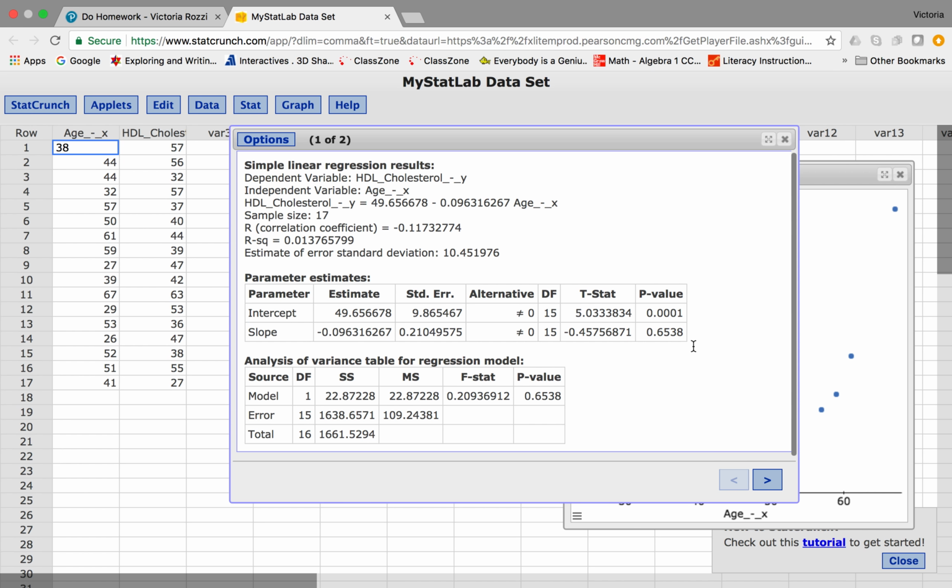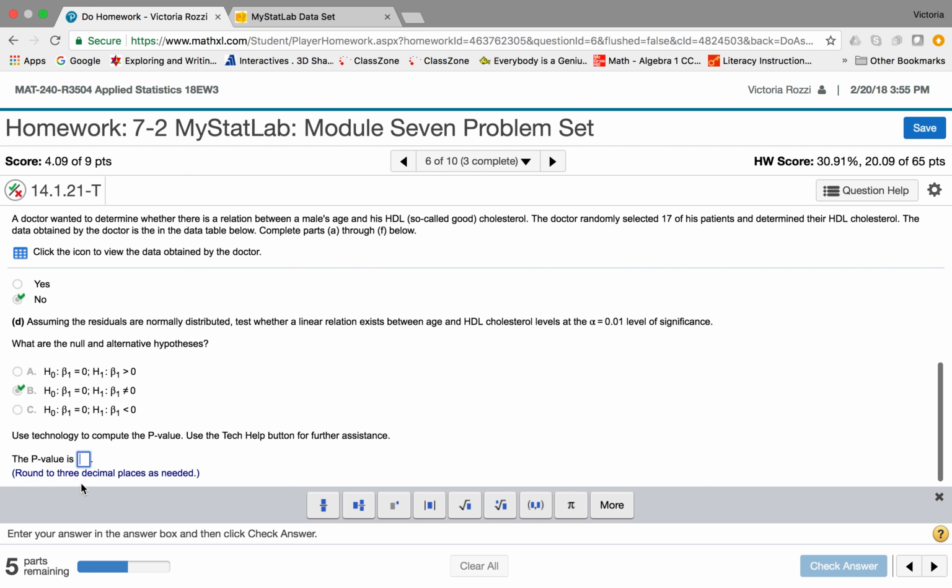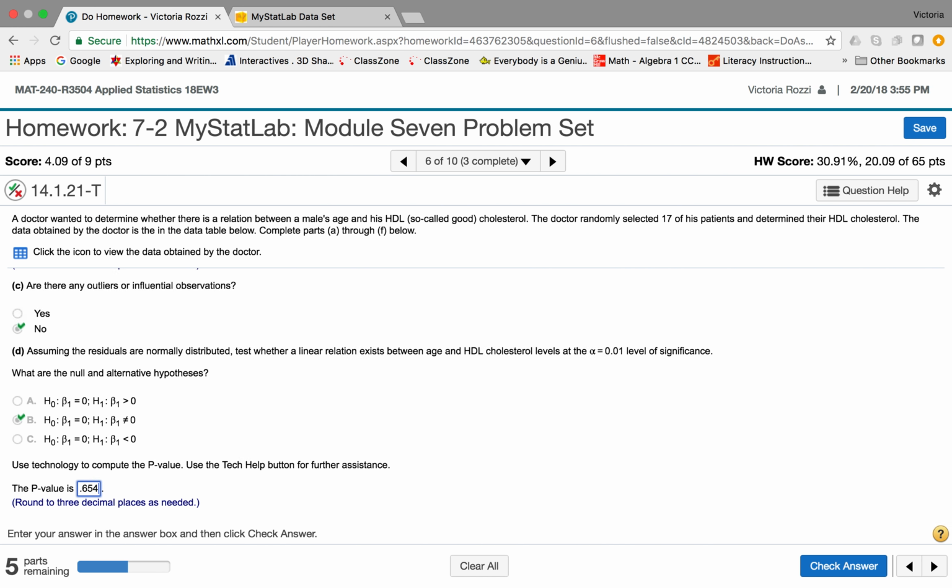So the p-value here is 0.653, but I'm rounding that to a 4, so 0.654. Okay.